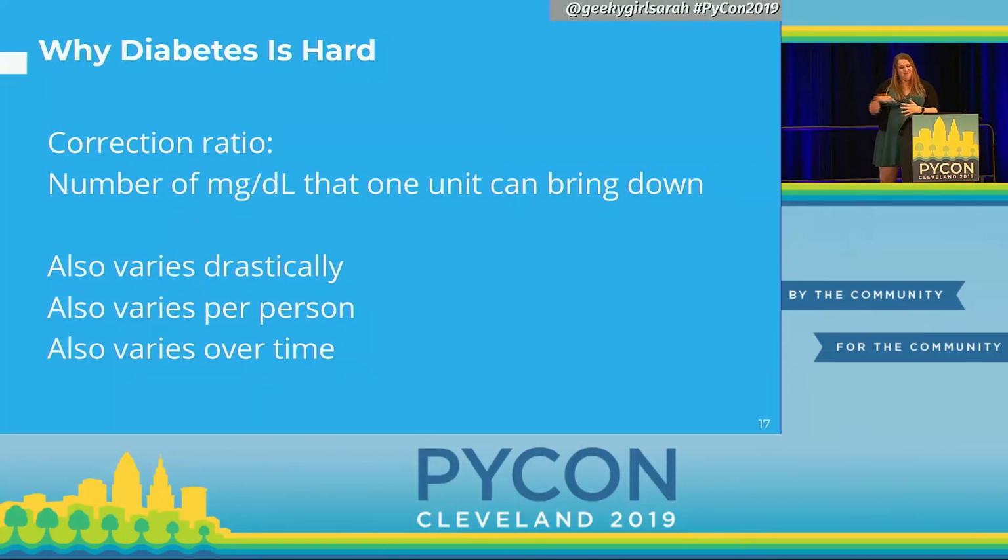Correction ratios are what happens when you go high, and you need to take some medicine to make that go lower. So however many milligrams per deciliter high you are, there's a ratio of how many units of insulin can bring that down as well. Similarly, this also varies from person to person. It can vary over time, all those different things too.